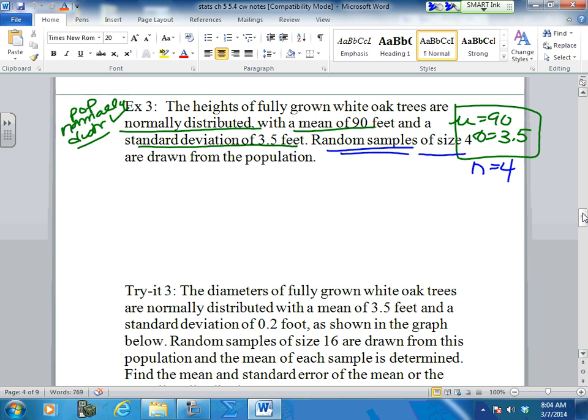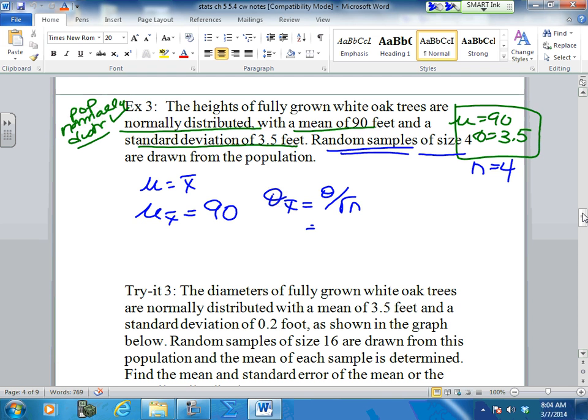We're allowed to use a small one on this because we know our population is normally distributed. And we're going to see that in a little while. As long as you know the standard deviation of your population, you'll be okay. So we want to find the mean for your sample. We know that's the same as your population. So what's your sample mean going to be? 90. Now we want to find your standard deviation.